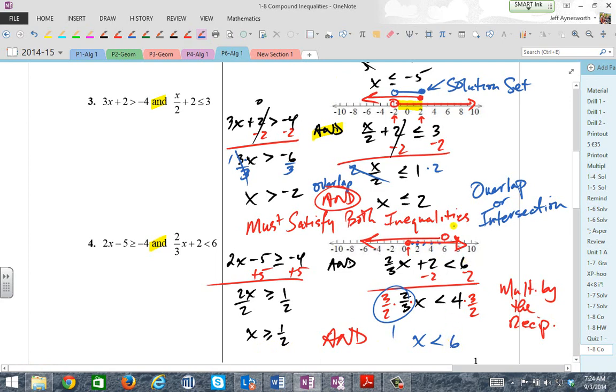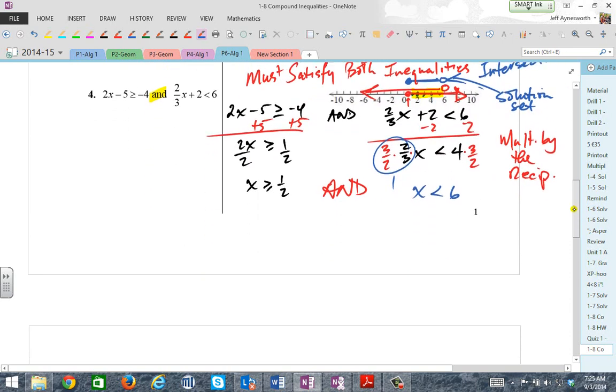So we're going to go open at 6 and closed at 1/2 and all points in between. Let me highlight it. This is the intersection. It's the overlap. So that third piece in blue right here, that's my solution set. It's all points from 1/2 to 6, including 1/2, and all points in between. So I'm looking for that third piece right here. You have to satisfy both, and that's always the intersection or the overlap.